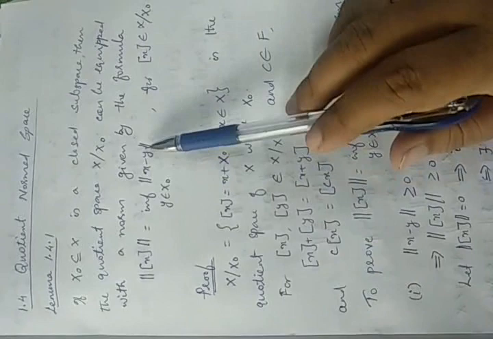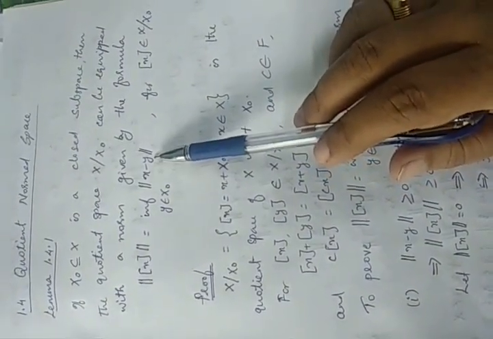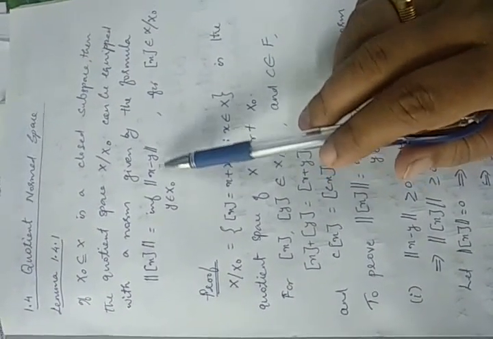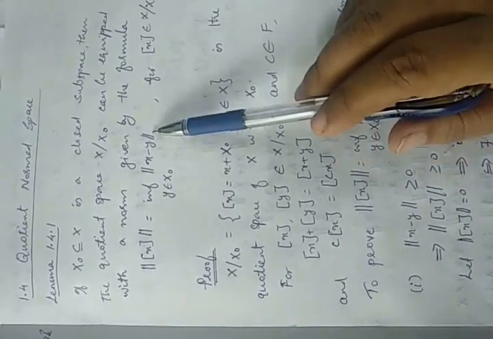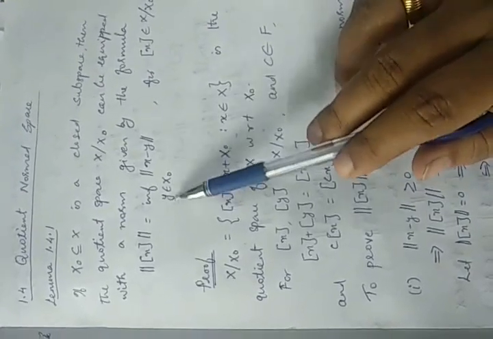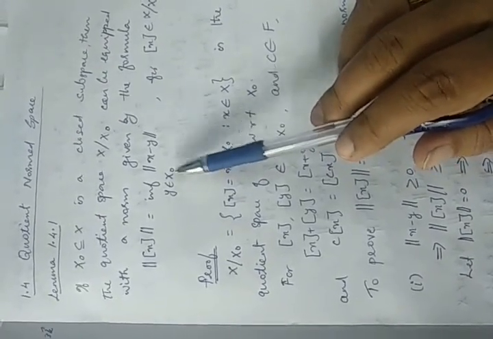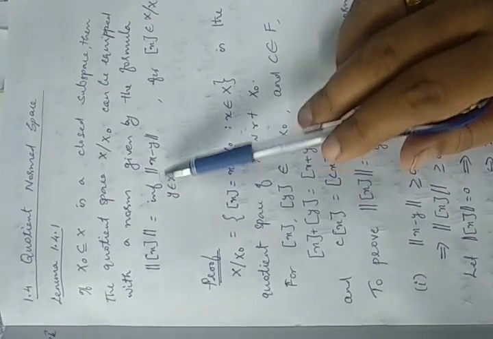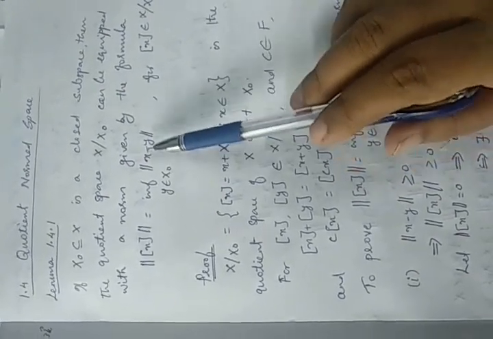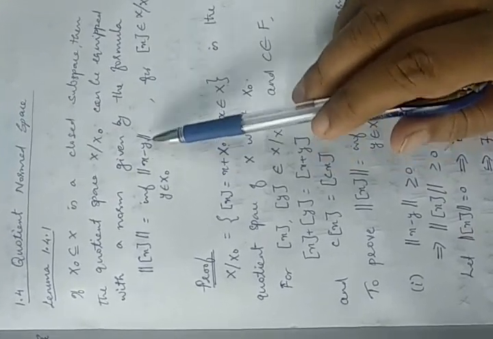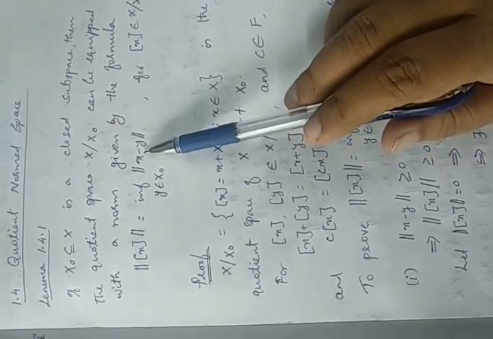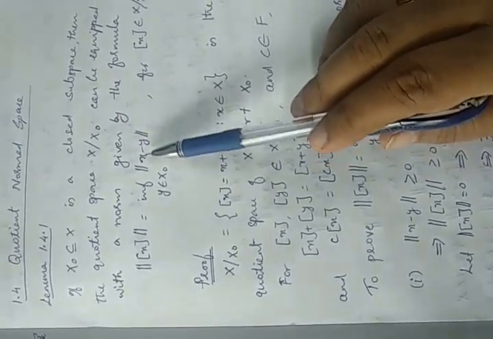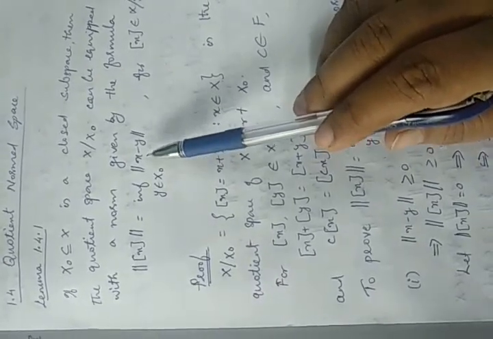In some texts you can see that instead of X minus Y, X plus Y is written. That is also correct because here Y belongs to X0 and X0 is a subspace. So since it is a subspace, if Y belongs to X0, it is clear that minus Y also belongs to X0. Here the infimum is taken over all Y belonging to X0. So instead of X minus Y, you can also write X plus Y. Both are right.